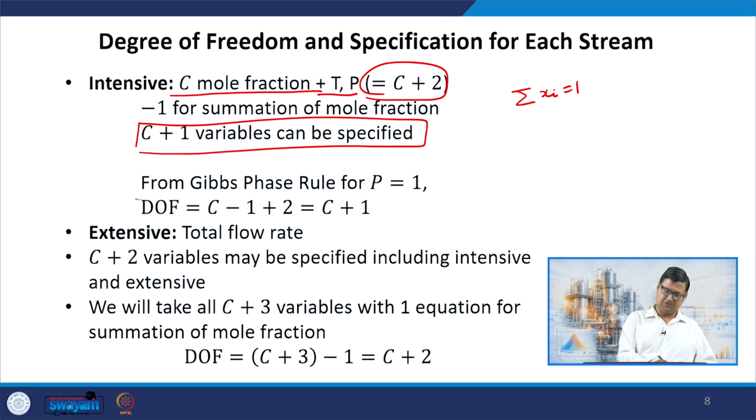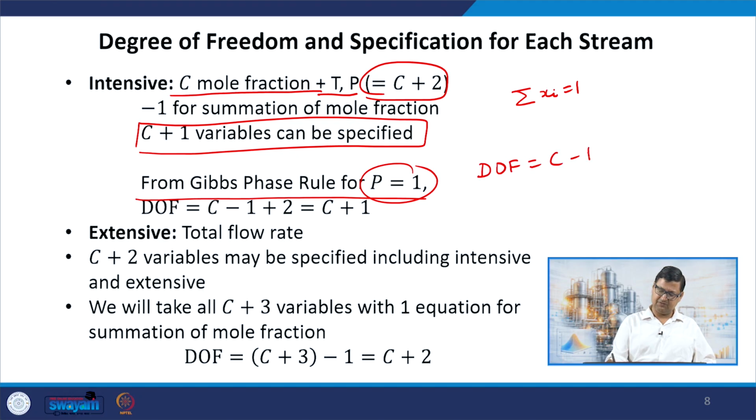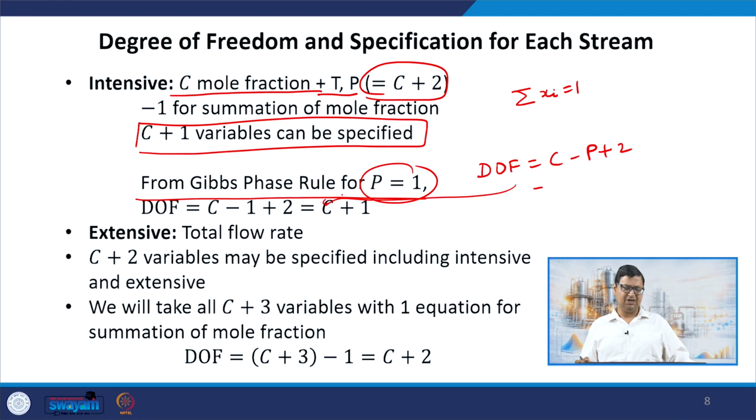And that also comes from the Gibbs phase rule, because for a given stream, if I plug in P equal to 1 in my Gibbs phase rule, we have C minus 1 plus 2 equal to C plus 1. So, for every stream we have to specify C plus 1 variables. Now, this is true for the intensive variables. Let us look at the extensive variables.